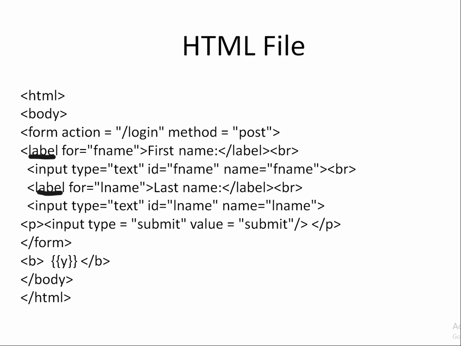And L name is the name for the second text box, right? So two labels, 1 and 2. Similarly, two text boxes, 1 as well as 2. And P is nothing but it's representing the content in the paragraph, and BR is nothing but break line. So we are going to represent this particular label in one line, and after a break, the second text box will be there.